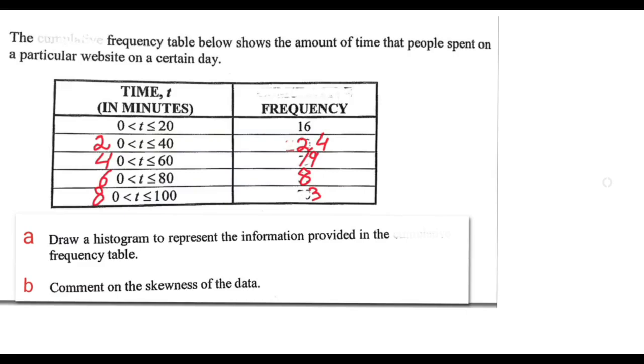I'm going to show you how to draw a histogram, which is also part of the grade 10 curriculum. I already showed you how to find skewness in a histogram. Now here I'm going to show you how to draw. The question says the frequency table below shows the amount of time that people spend on a particular website on a certain day. So this is the class interval in time, and these are the frequencies. The question says draw a histogram to represent the information provided in the frequency table. And the second question says comment on the skewness of the data.